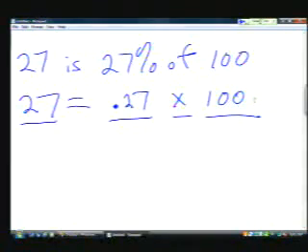Translating a sentence into mathematical language. So let's continue. All right? Let's continue. Let me take another example.